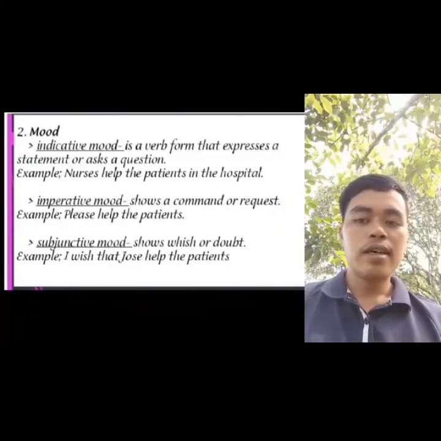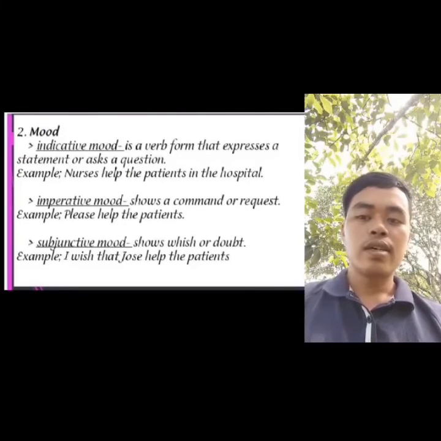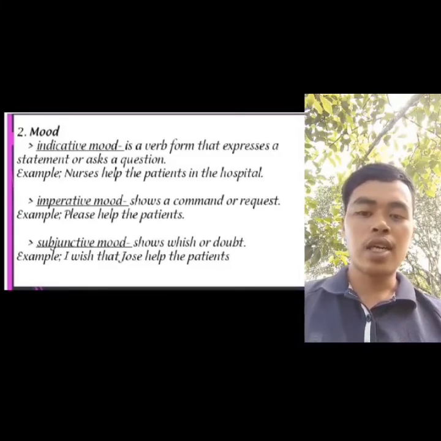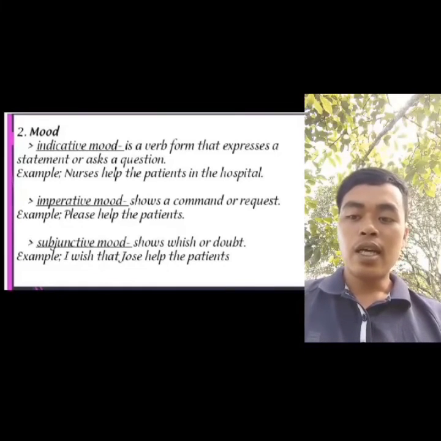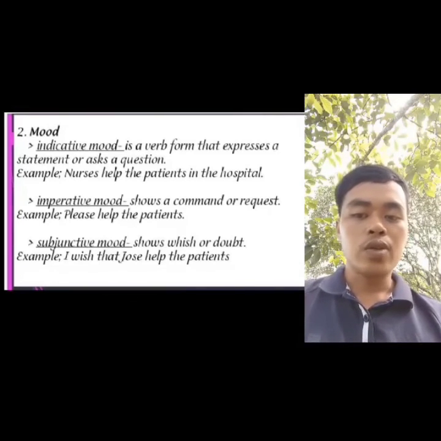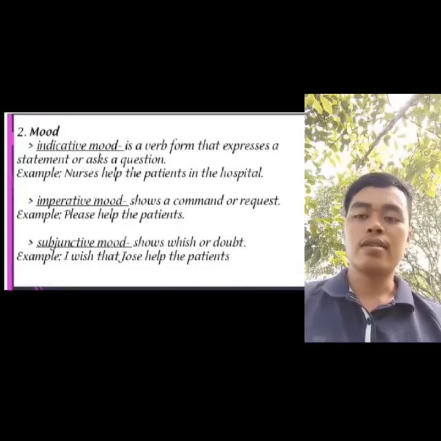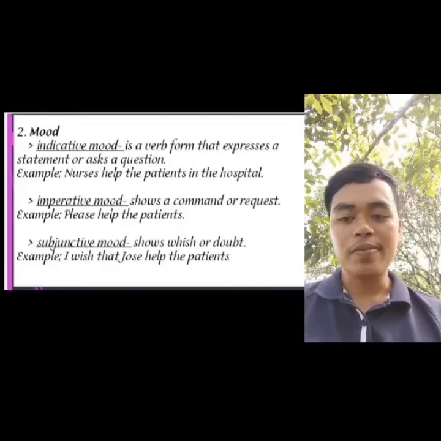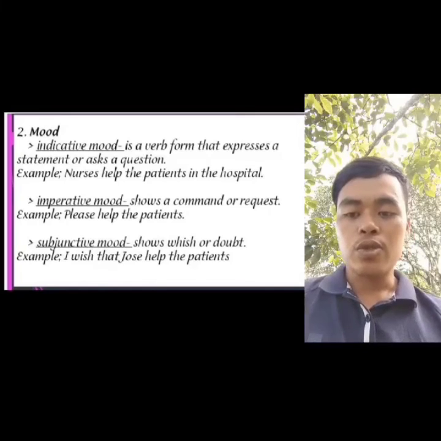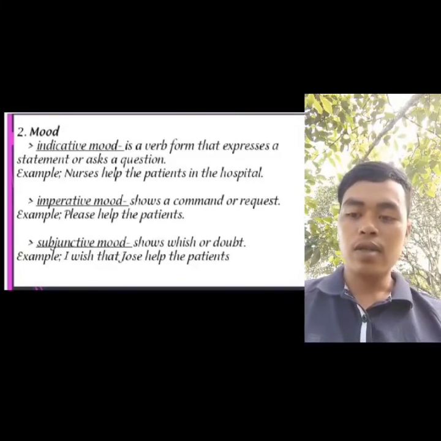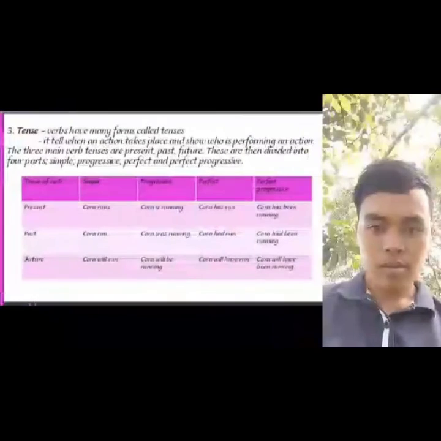Mood. Indicative mood is a verb form that expresses a statement or asks a question. Example: nurses help the patients in the hospital. Imperative mood shows a command or request. Example: please help the patients. Subjunctive mood shows wish or doubt. Example: I wish that Jose helped the patients.